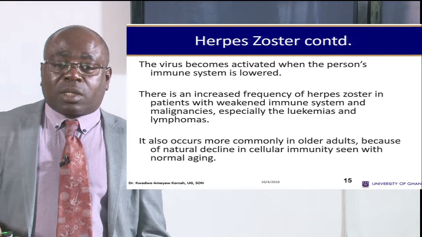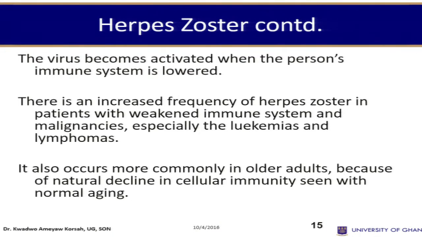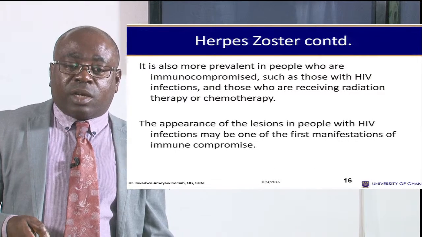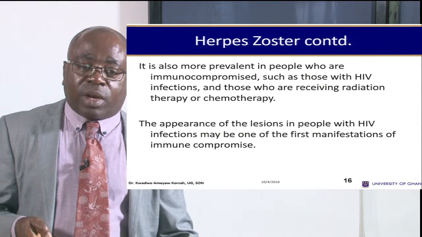So the virus becomes reactivated when the person's immune system is lowered, and there is increased frequency of herpes zoster in patients with weakened immune systems and malignancies, especially the leukemias and then lymphomas. This also occurs more commonly in older patients, because of natural decline in cellular immunity seen with normal aging. So it is more prevalent in people who are immunocompromised, such as those with HIV infection, as I have told you already, and those who are receiving radiation therapy, and then people on chemotherapy.